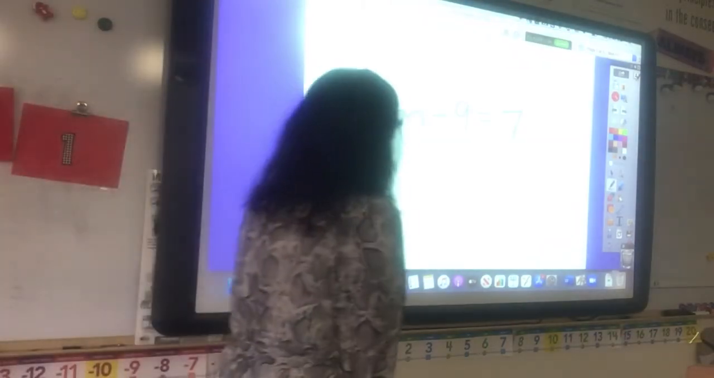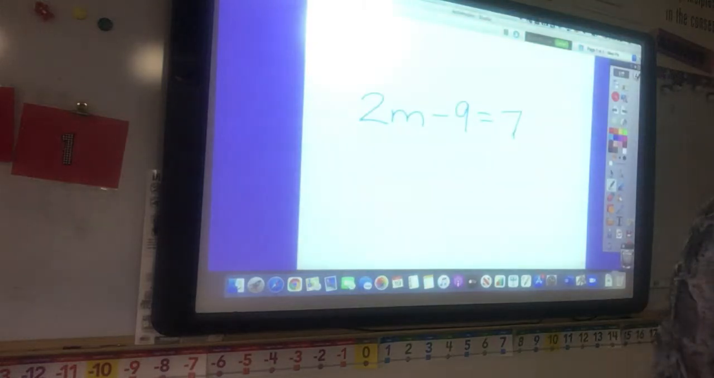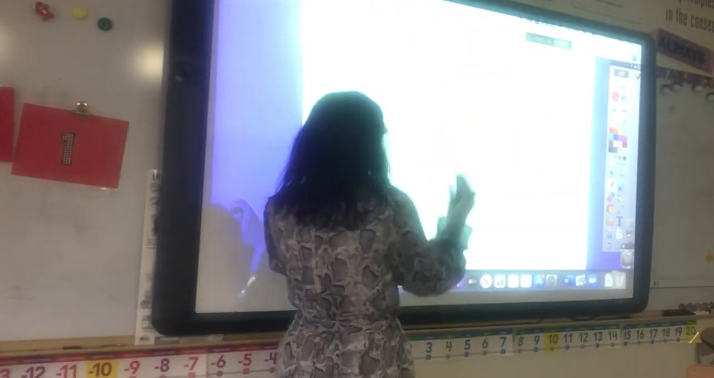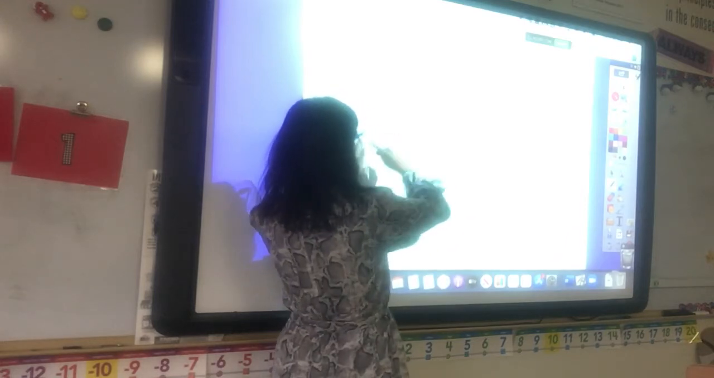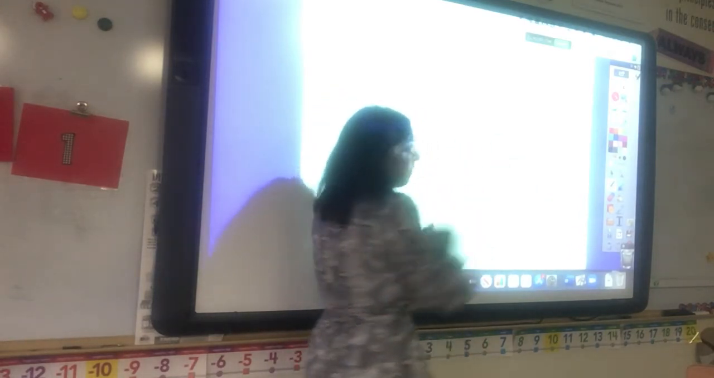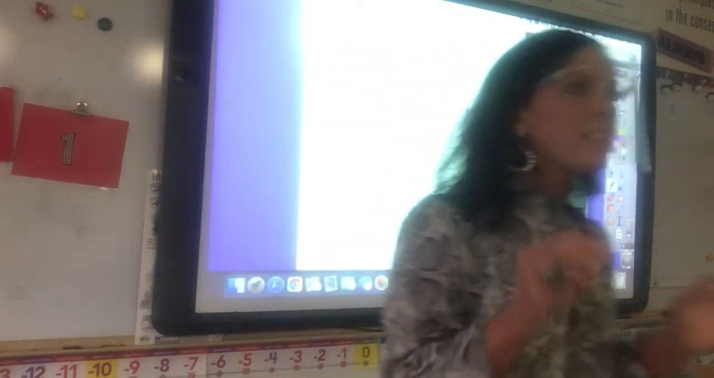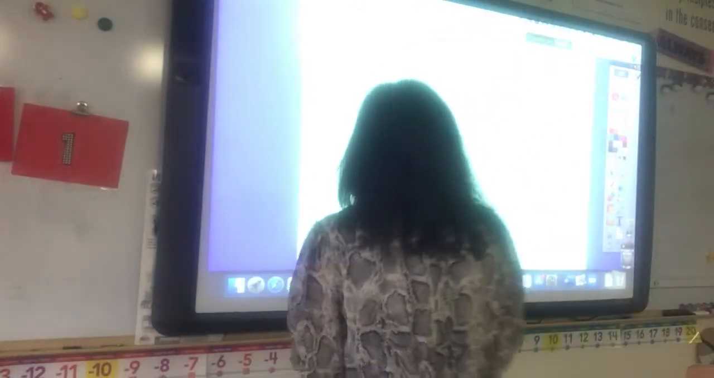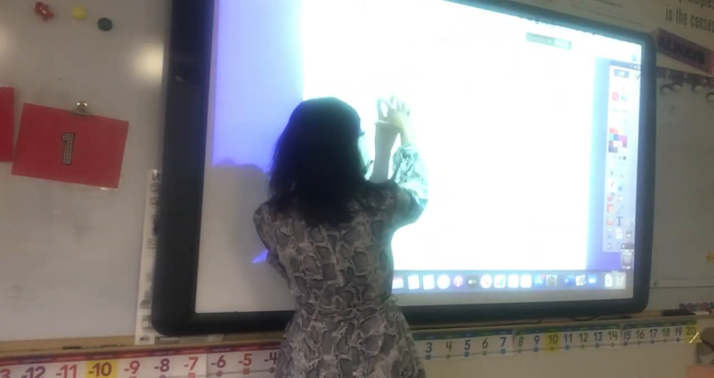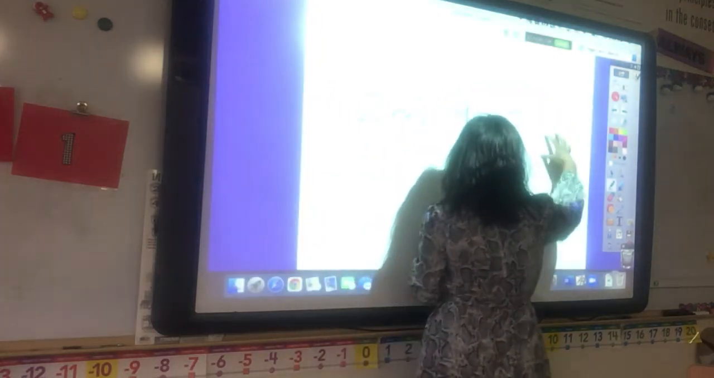We are going to do the same thing we did with a one-step, except we're going to have two steps. In this equation, we have two things that need to go over. We have a 2 that needs to go over there, and we have this 9 that's being subtracted. What you want to take over first is the thing that's not attached to the variable. The 2 is attached to the variable, so that's going to go over last. So what we want to take over first is this 9 that's being subtracted.